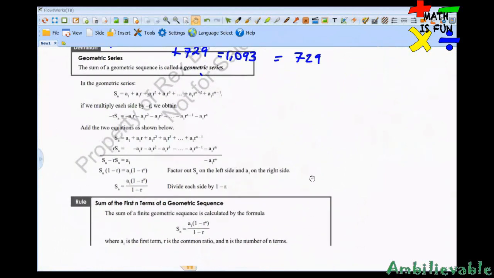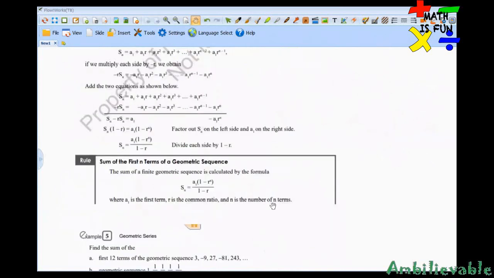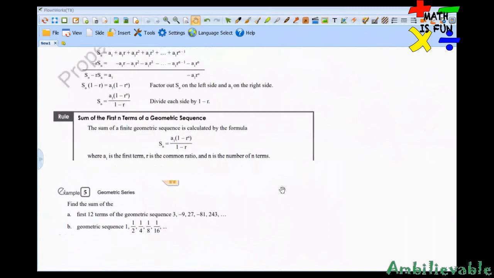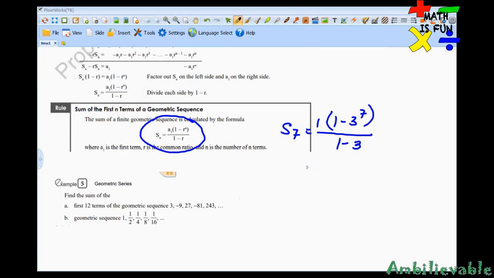So we have this formula. The sum of a geometric sequence is called a geometric series. So the sum of the first n terms of a geometric sequence is this. This is the formula that we are going to use. What we need is only the first term, the common ratio, and how many terms. So let us try that. S sub 7 is equal to a sub 1, which was 1, right, times 1 minus 3 raised to the power of 7, all over 1 minus the common ratio, which is 3. So let's try that.